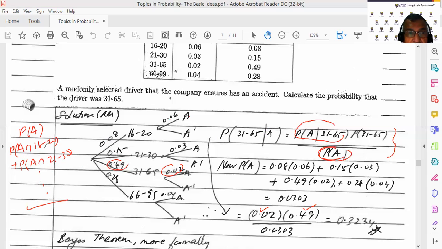So how do I get this? A and 16 to 20. Remember I told you to get an intersection, you just go along the branches and multiply them out. So I have this times this. Can you see? Then I take this times this, then this times this, then this times this. So I'll get the probability of A. This is the logic.